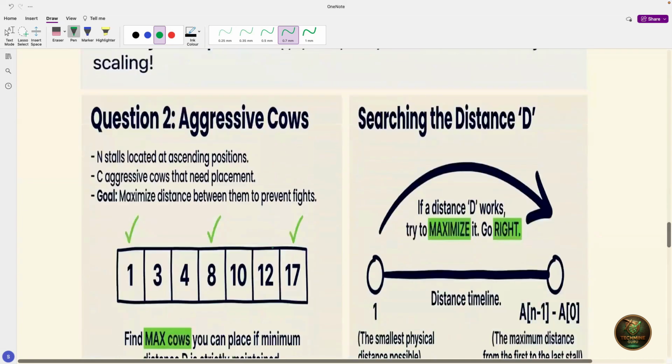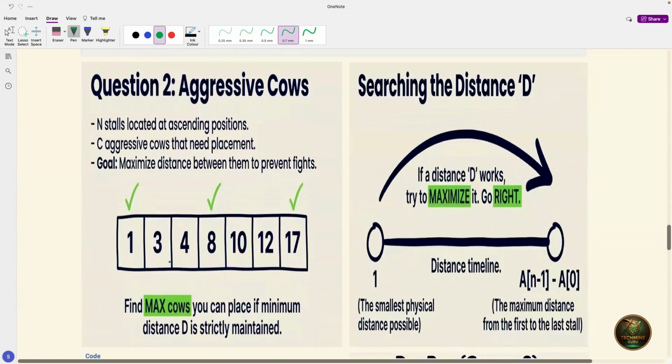So let's see the next problem of our day today, which is aggressive cows. So here we have n stalls located at ascending positions, and there are C aggressive cows given that need placement. So the goal is to maximize the distance between them to prevent fights. So here we are essentially searching the distance D, and we want to find the maximum cows which we can place if a minimum distance D is strictly maintained.